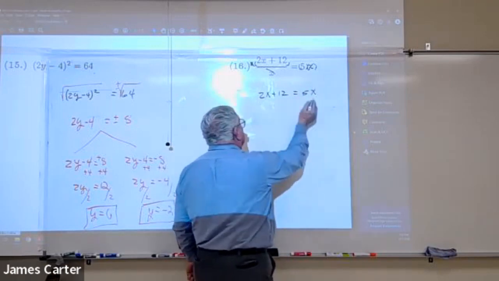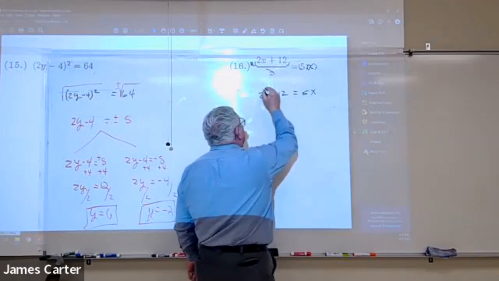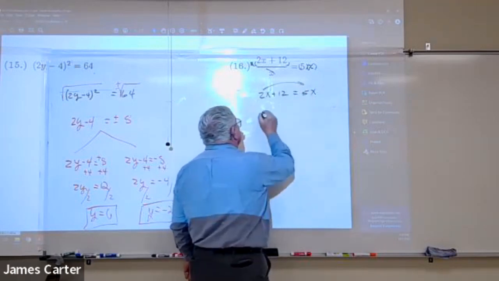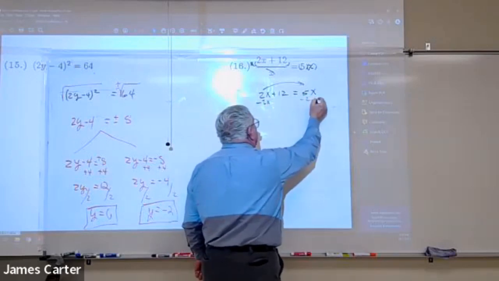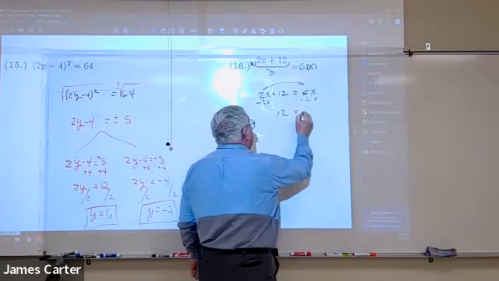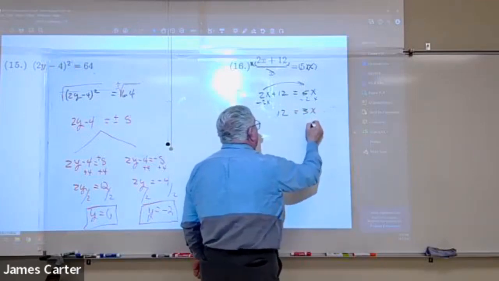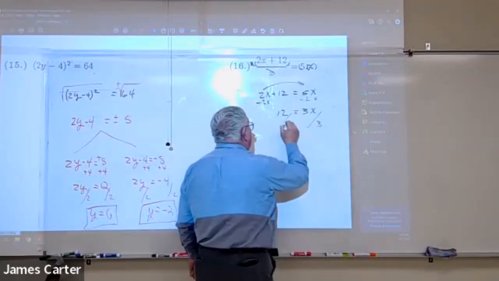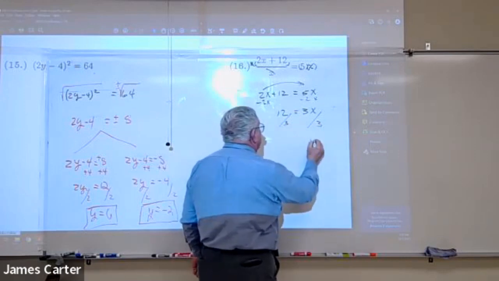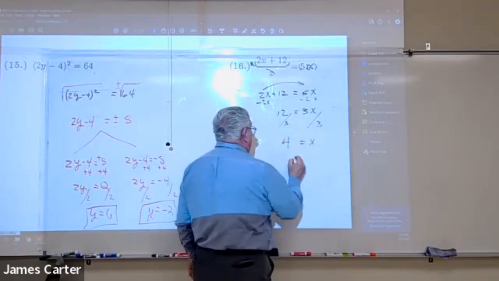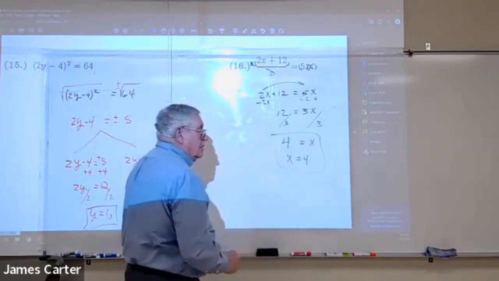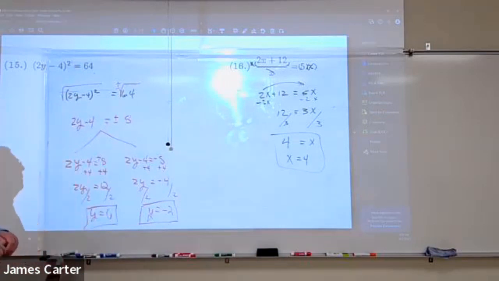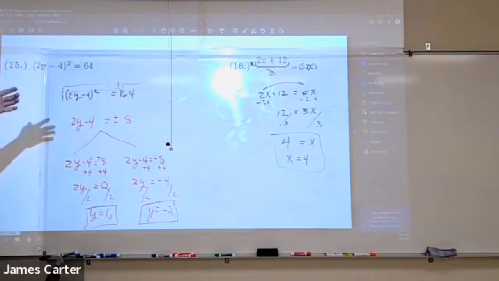Okay, let's get the x's on one side and the numbers on the other. It's faster in this case to take the x's over here. So minus 2x minus 2x. 12 equals 3x. Divide by 3. And x equals 4. And since we didn't get 0 for an answer, we're okay.